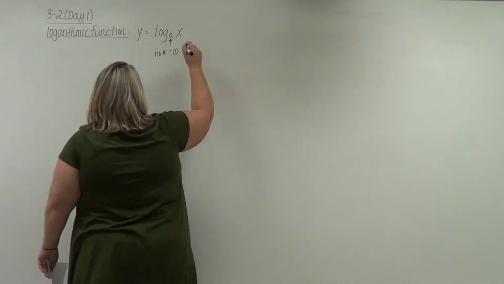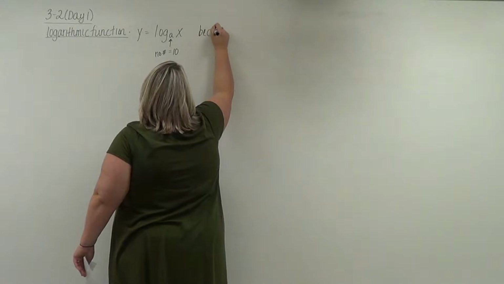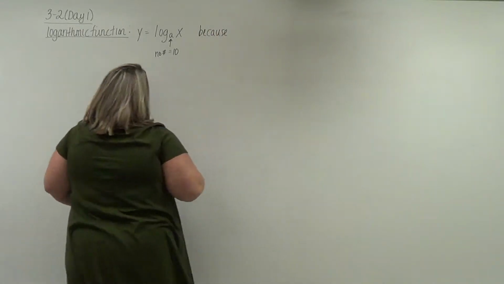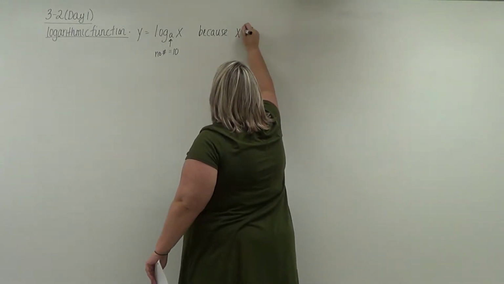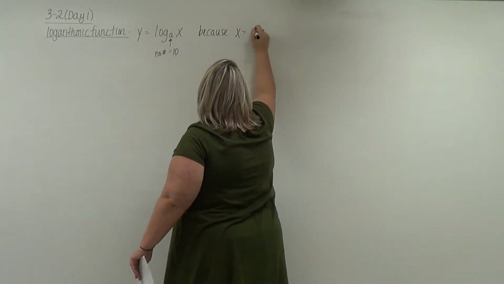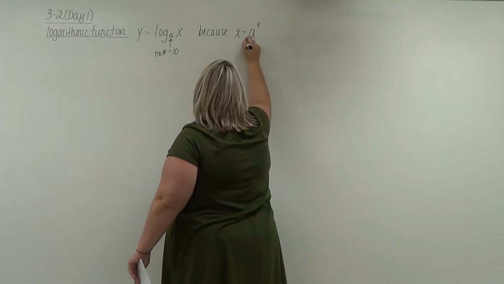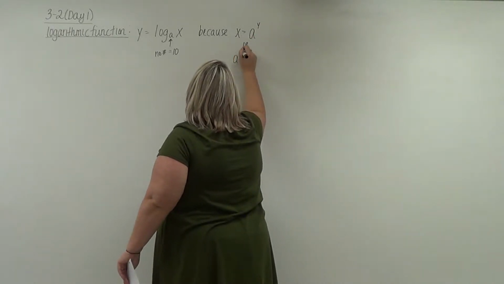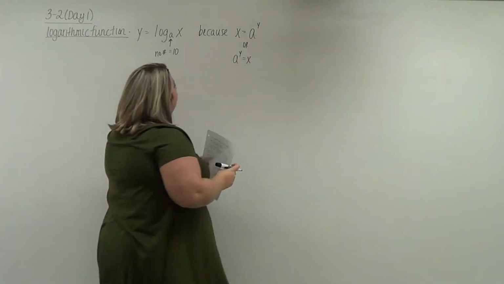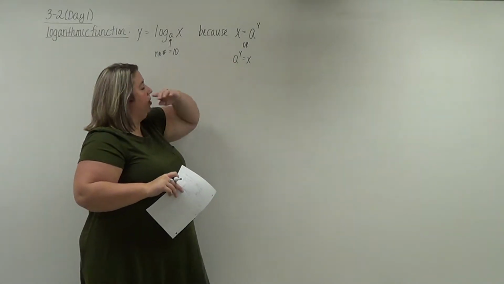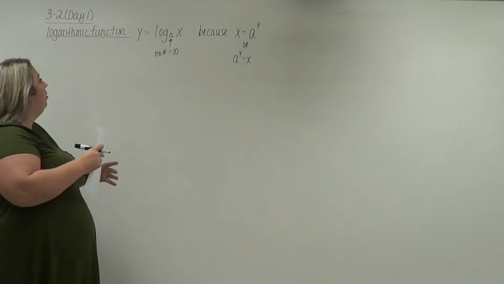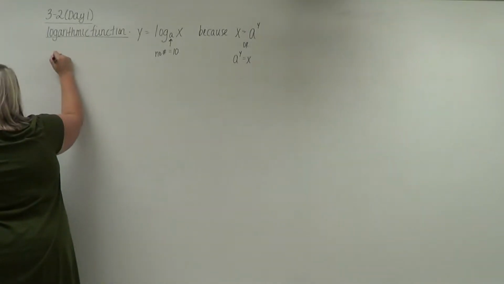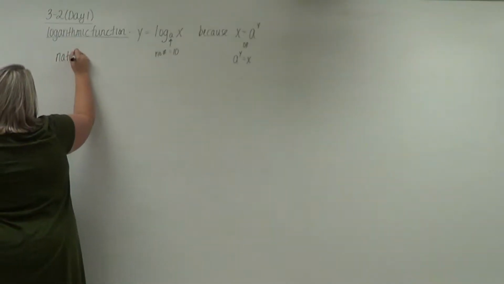So this is true because if I make this into an exponential, this would be x equals a to the y. Okay, or yeah, the other way, a to the y equals x. So if this is my exponential, either way you want to put it, this is how it looks as a logarithm.